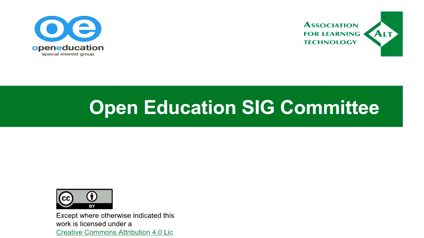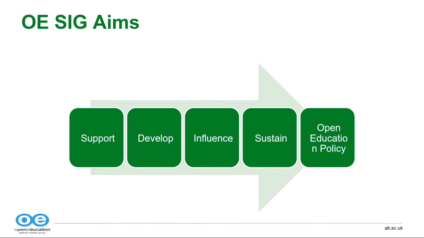Let's just give you a quick tour of the space and tell you a little bit about the Open Ed SIG. The Open Ed SIG is supported by ALT. We have a community space. We're a totally open group. You don't have to be an ALT member in order to participate. But our aims really are to support open education policy. That's an interesting slide, I didn't notice that the N had fallen off. Anyway, we support, we develop, we influence, we sustain. We hope to draw together some of the many disparate voices of open education and to amplify. And that is our aim.